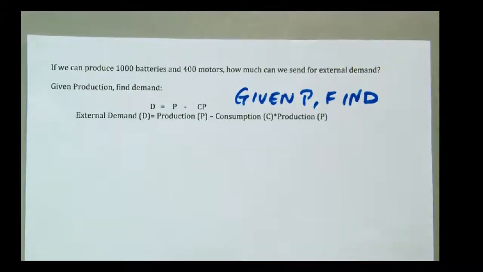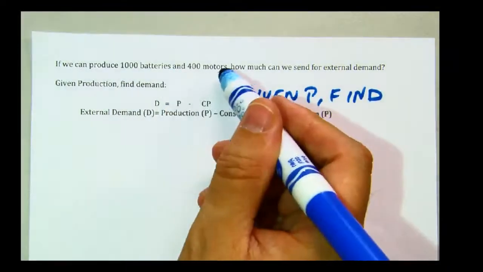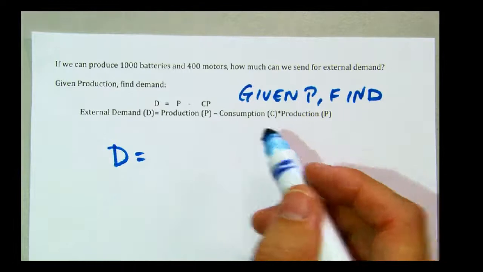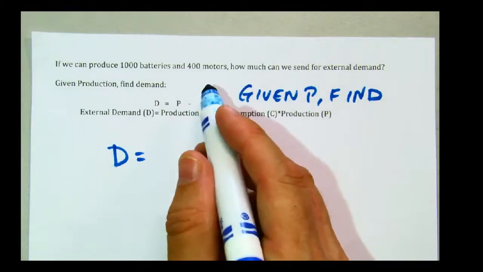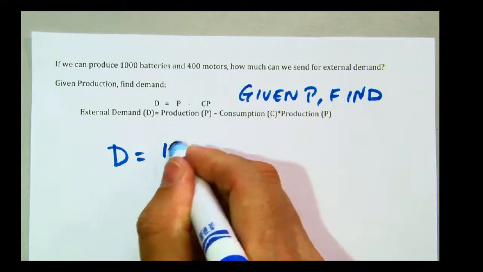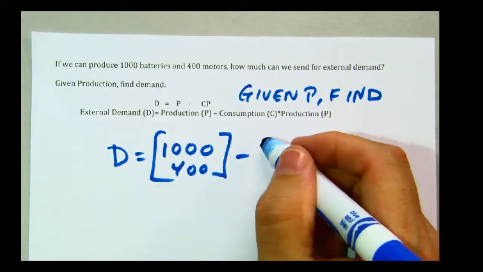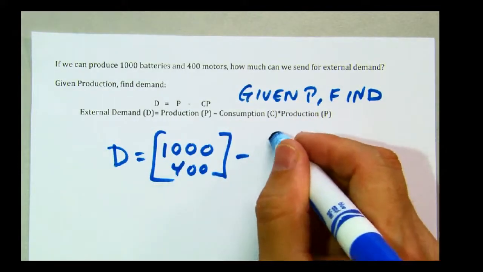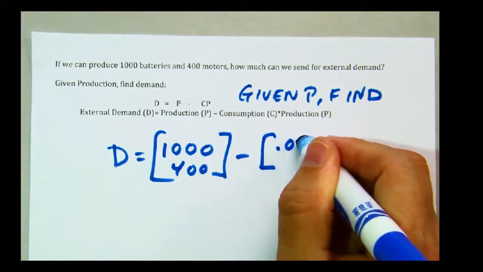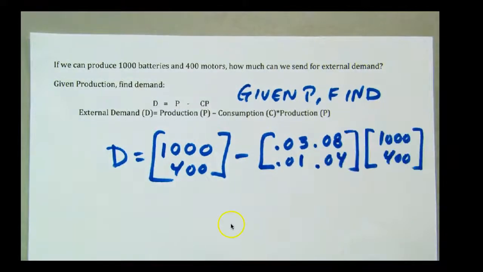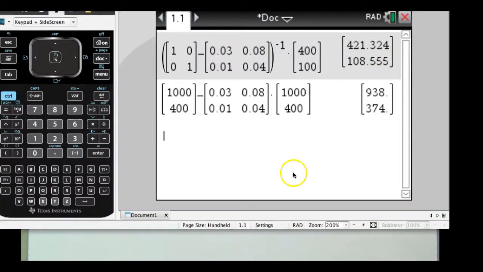So back to the example, 1,000 batteries and 400 motors. D is going to be equal to my production, which I already know. That's going to be 1,000 and 400. And then I'm going to subtract my consumption matrix times my production. This one's a little more straightforward, and I can go into my calculator and type this in. When I do type this in, I get 938 and 374.